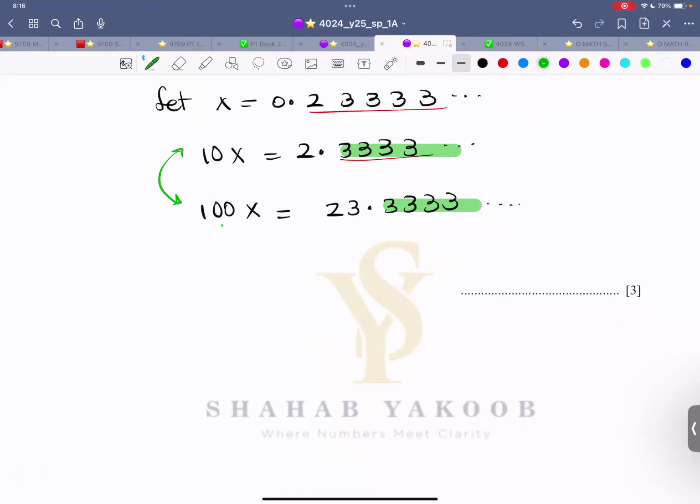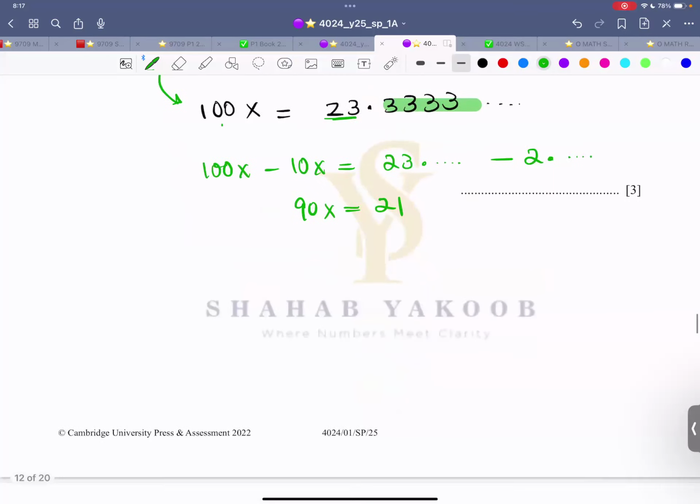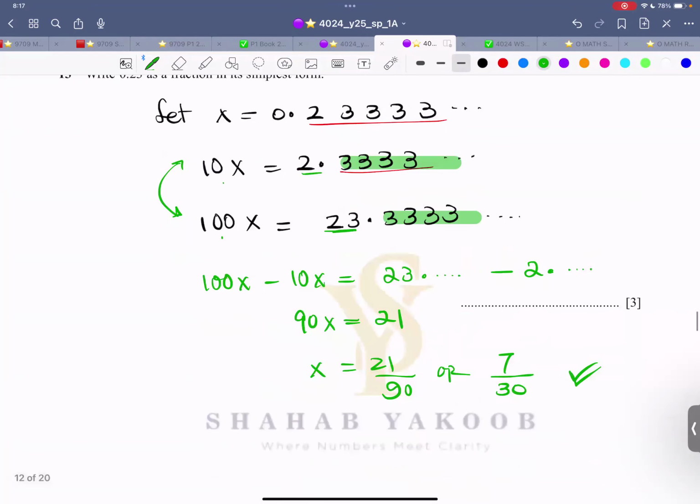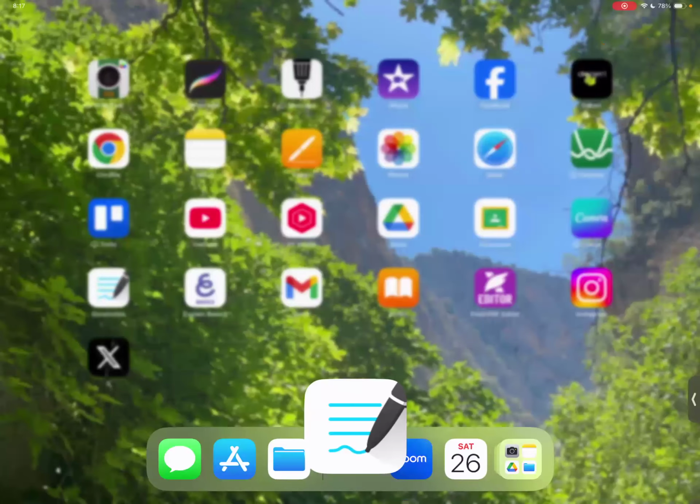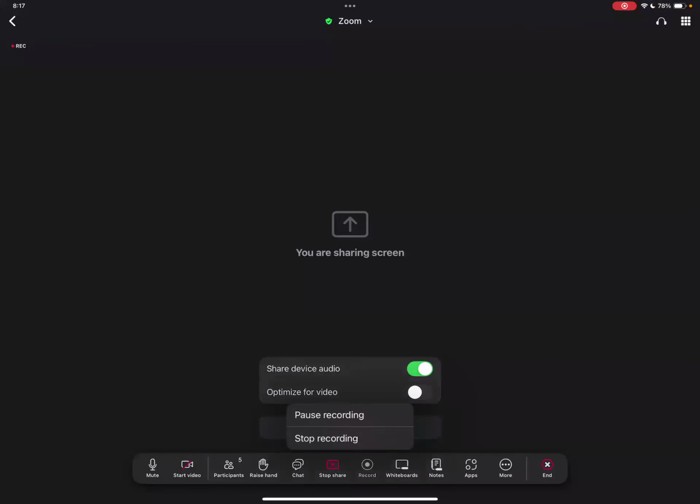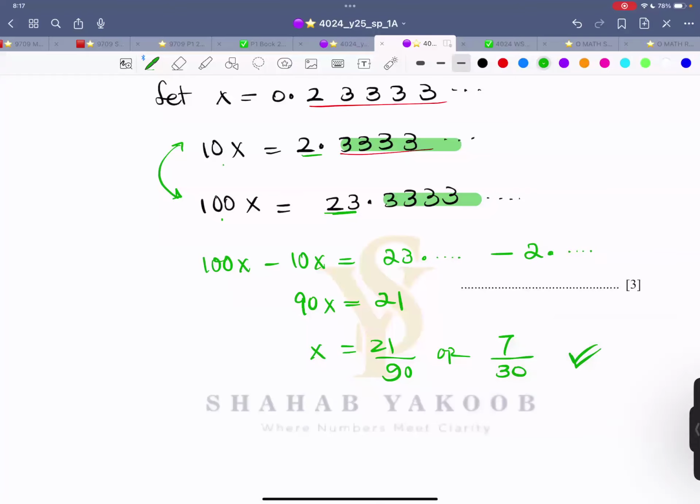So 100x minus 10x is equal to 23.333 minus 2.333, which comes out to be 21. So 90x is 21. Therefore, x is 21 over 90. Can I reduce it? Yes, 3 7s are 21, 3 30s are 90. So 7 over 30 is your answer. So that is the kind of working that needs to be done for recurring decimals. Let me just double check the recording and everything. That is all good, all clear. So now this thing is done.